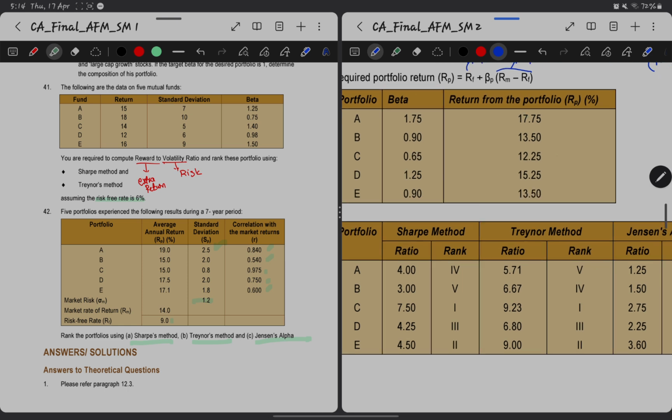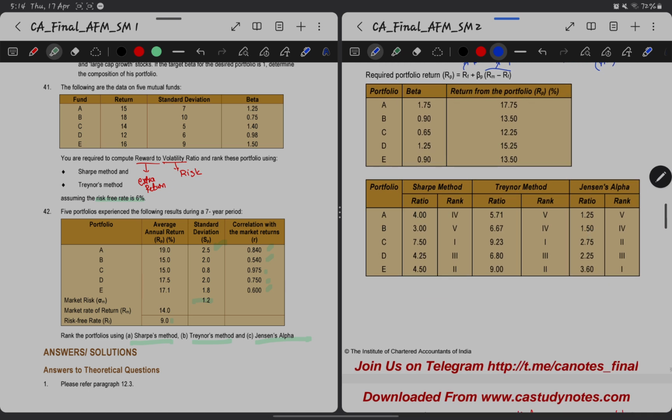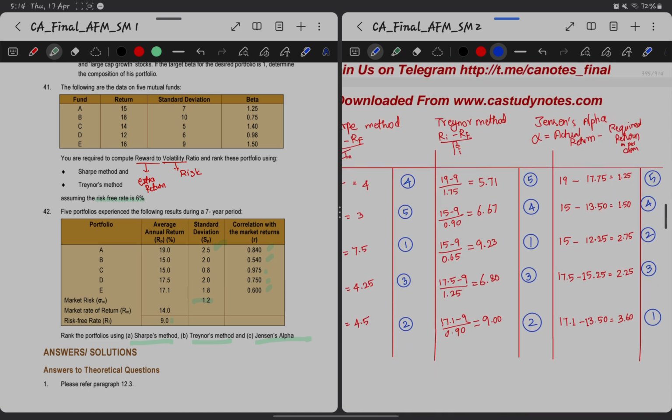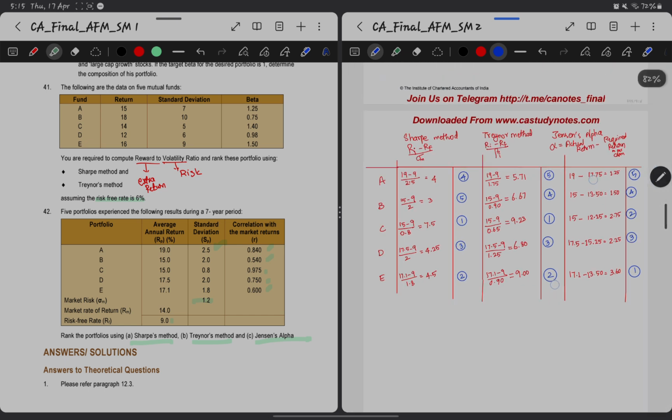Once we got the required return as per CAPM, we have to reduce it from the average annual return to get the extra return which we are earning compared to the theoretical return by CAPM. So in case of A it is 1.25, B it is 1.5, C it is 2.75, D it is 2.25, and E is 3.6. Hence the rank also changes accordingly.